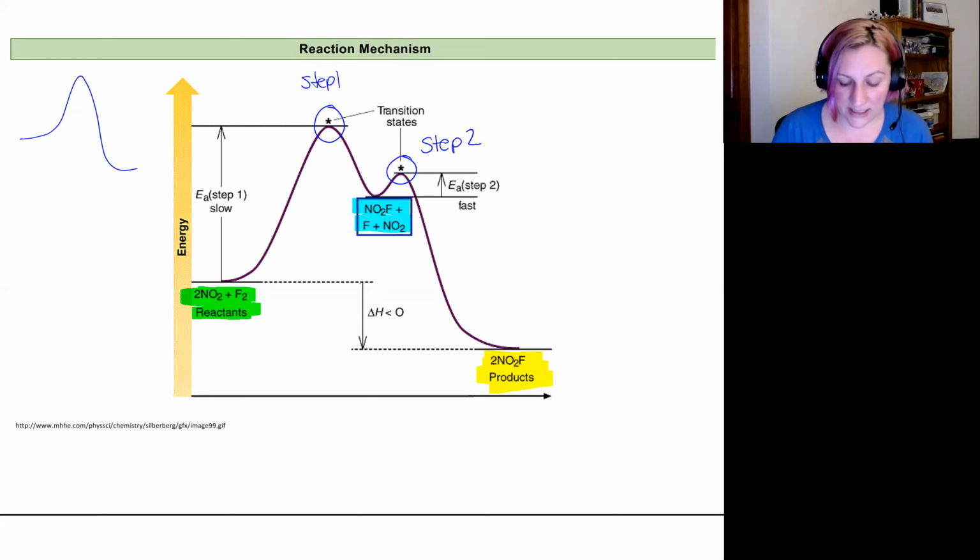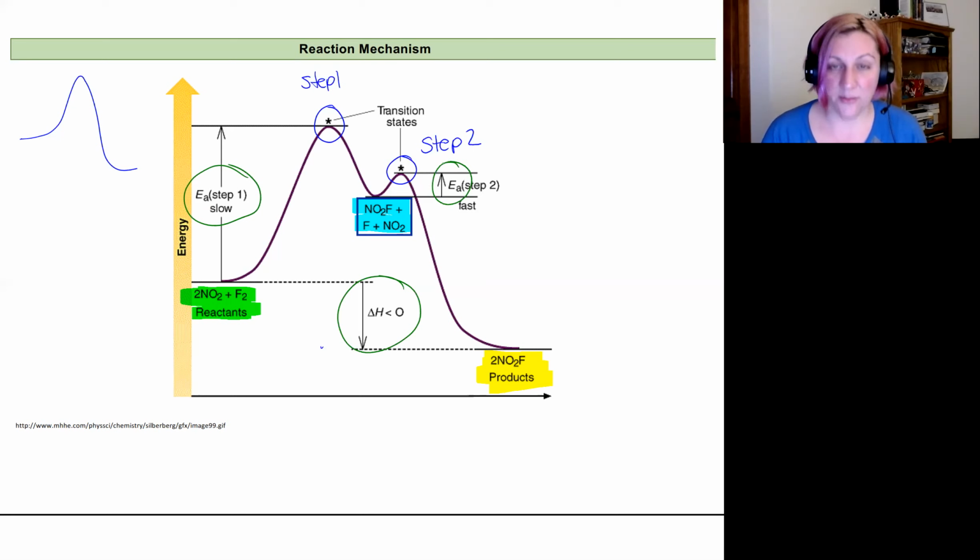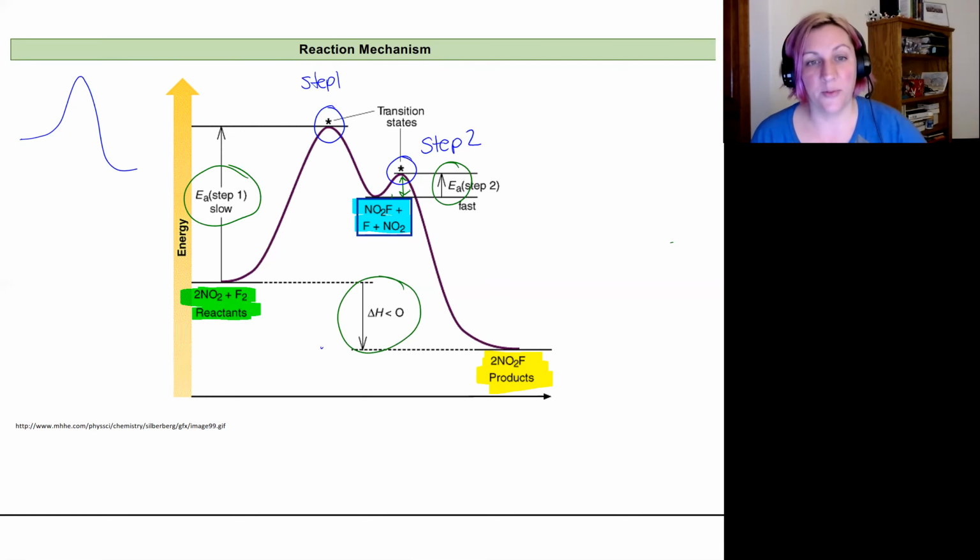Now, our enthalpy is still in terms of our overall reaction, comparing reactants to products. But our activation energy, now we have two of them. We have an activation energy for the first step, and we have an activation energy for the second step. Note that the second step activation energy is going from the intermediate to the second transition state, rather than the reactants all the way up to the second one. So it's just this energy right here compared to from the reactants up to the first one.